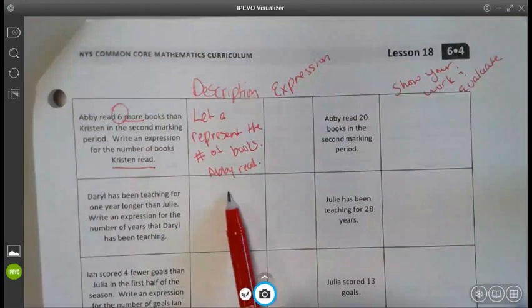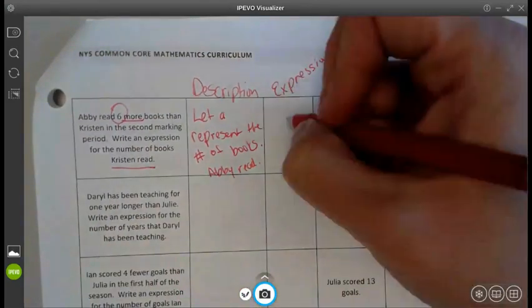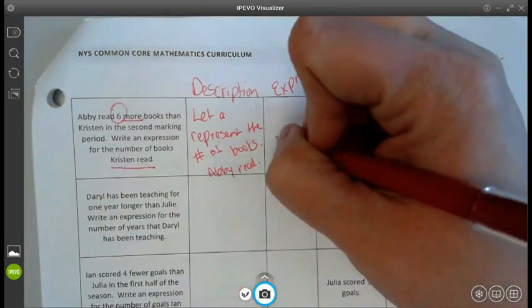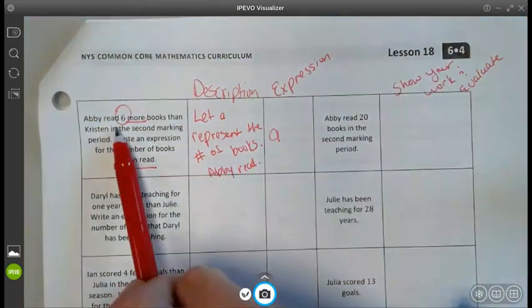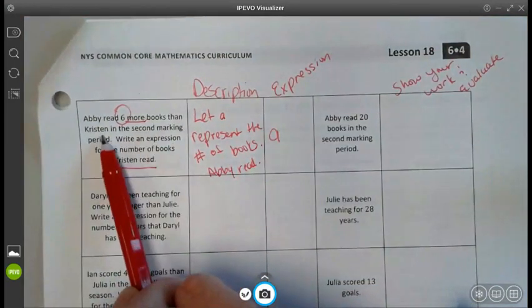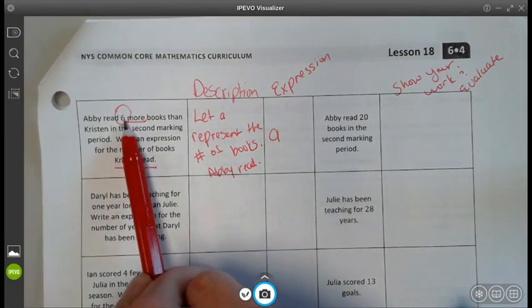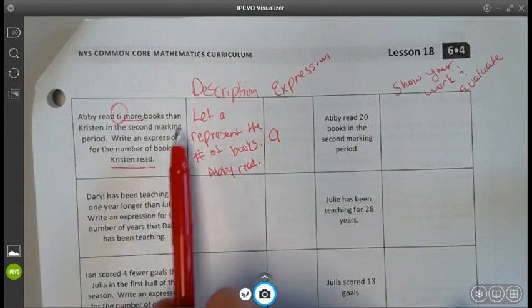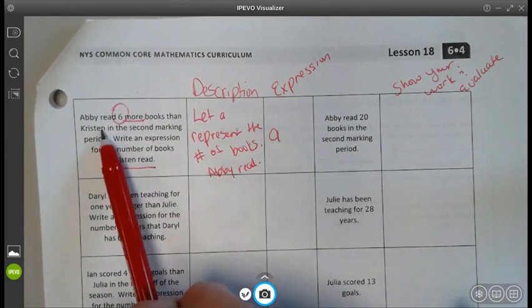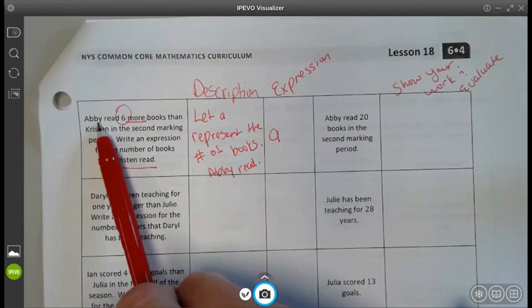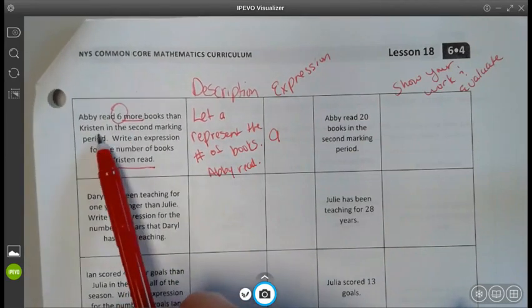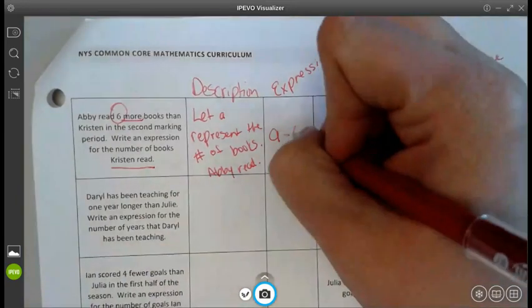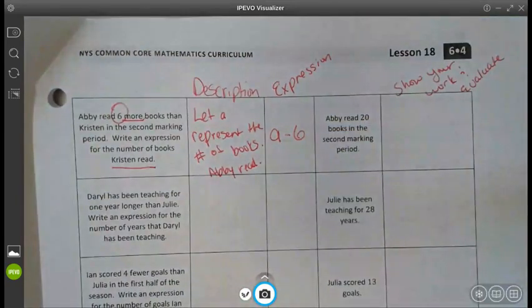So what expression is going to show how much Kristen read? If A is the number of books that Abby read, and Abby read 6 more books than Kristen. So how am I going to solve for Kristen if I only know Abby? Well, previously, remember, Kristen plus 6 would equal Abby. Now I'm going to go in reverse. So Abby take away 6 would equal Kristen. So sometimes you've got to think a little bit backwards.